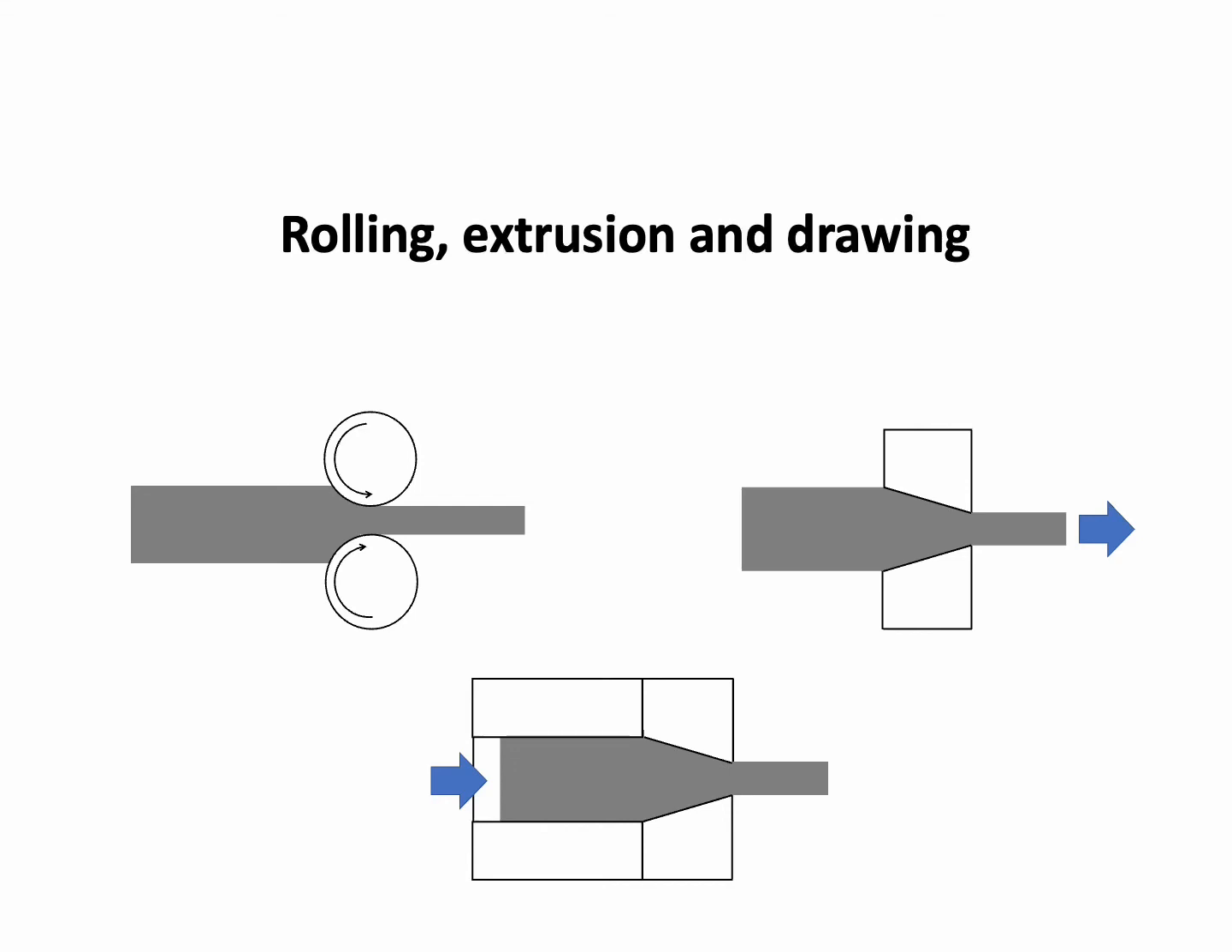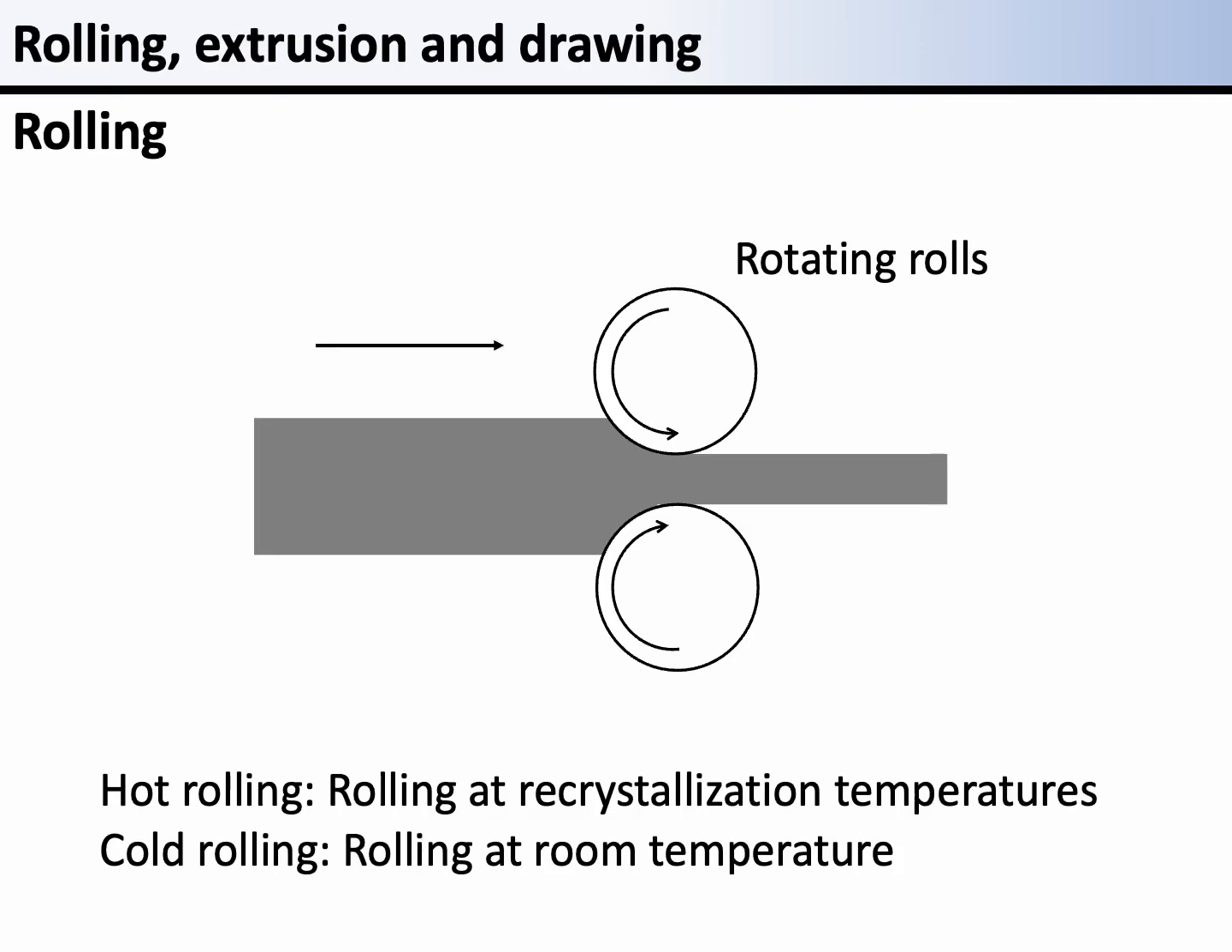Here, we are going to learn about the typical plastic fabrication processes of rolling, extrusion, and drawing. The rolling process is a method for thinning materials by passing them through the gap between rotating rolls. The rolling process is used for forming not only flat plates, but also a variety of other shapes.